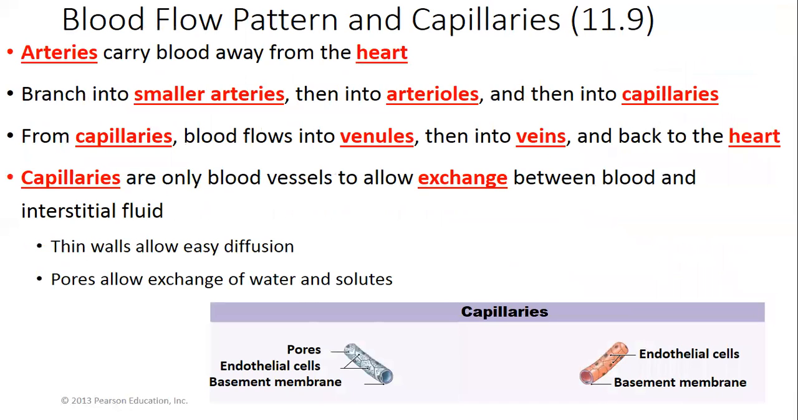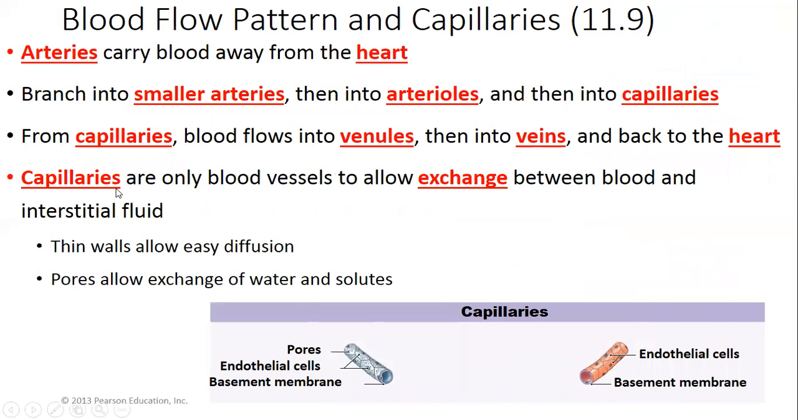So arteries, again, carry blood away from the heart. They branch to smaller arteries, then to arterioles, and then eventually to a capillary. And those capillaries, remember, that's where exchange occurs of nutrients and gases and wastes. From capillaries, blood flows back to venules. Now we're on the venous side of circulation, and then to larger veins, medium-sized veins, and then larger veins, and then eventually back to the heart.